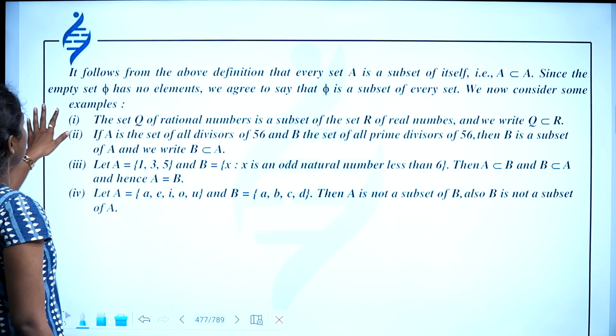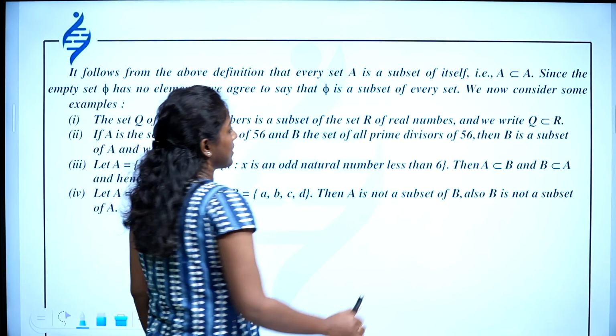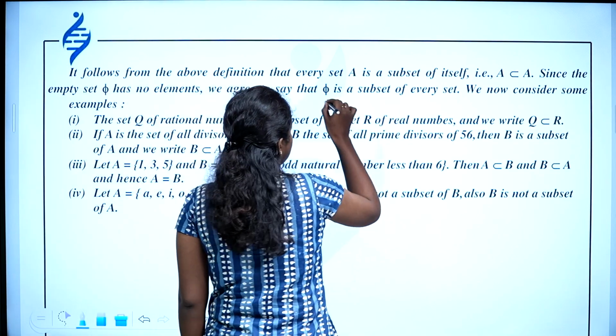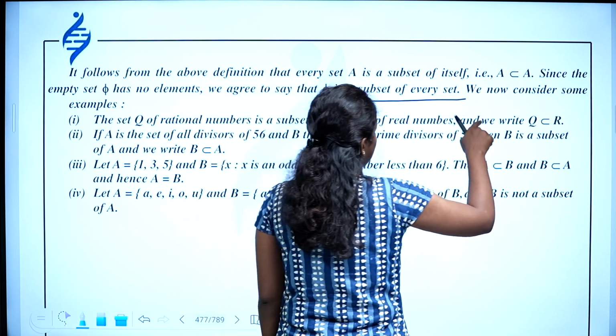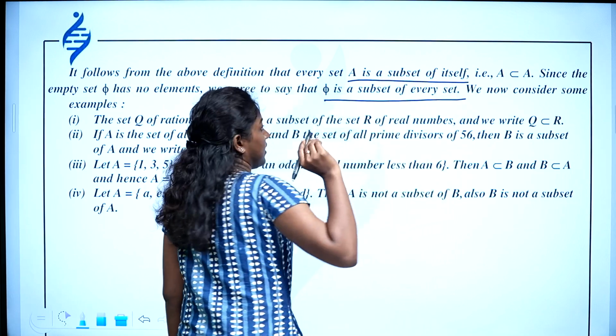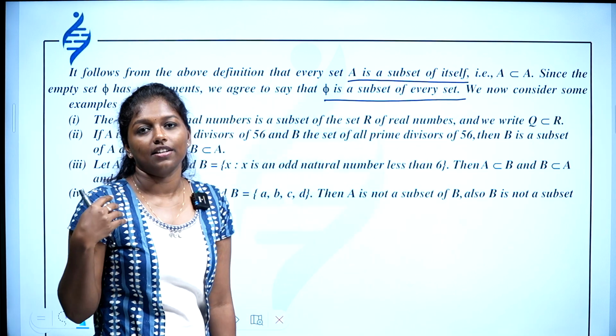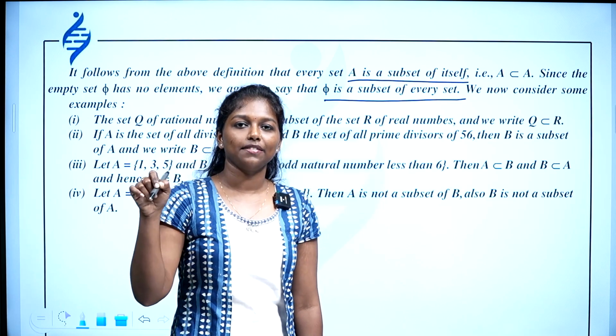Since the empty set phi has no elements, we agree to say that phi is also a subset. So there are two subsets for every set. Phi is a subset of every set and A is a subset of itself. So if you are given a set and you are asked to write two subsets, you can write the set itself and phi.